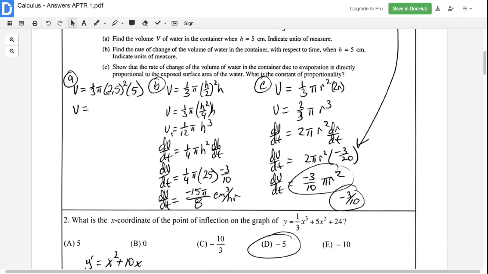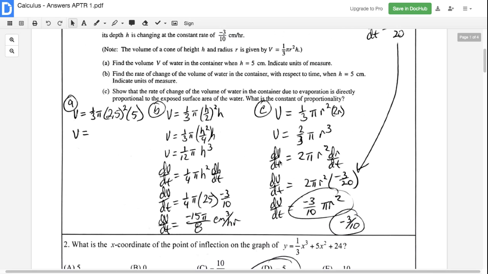Now I'm ready to take the derivative because I have a variable on each side. dV/dt on the left. Bring the 3 down, this reduces to 1/4. Now we have h squared. Don't forget the dh/dt. Then it's just a matter of plugging in. They said my height was 5, so this is going to be 25. dh/dt is this. Work it out. I get -15 pi over 8 centimeters cubed per hour.